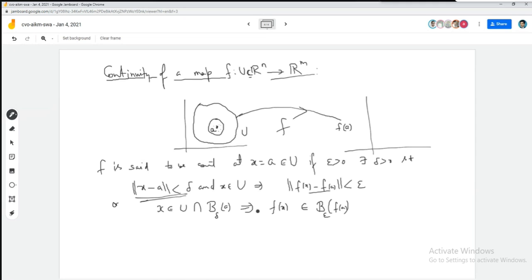So if this holds for every x in this ball, then we say that f is continuous at the point A.